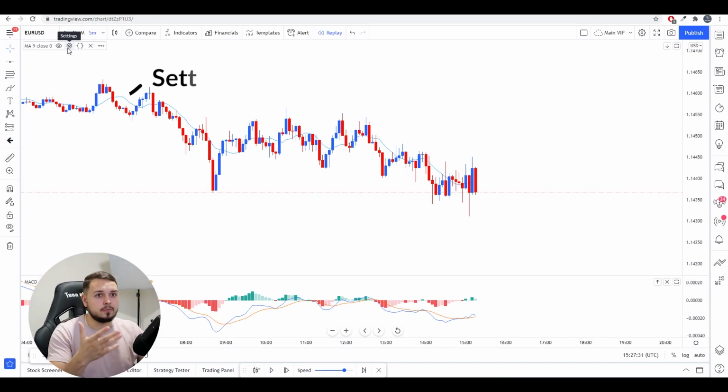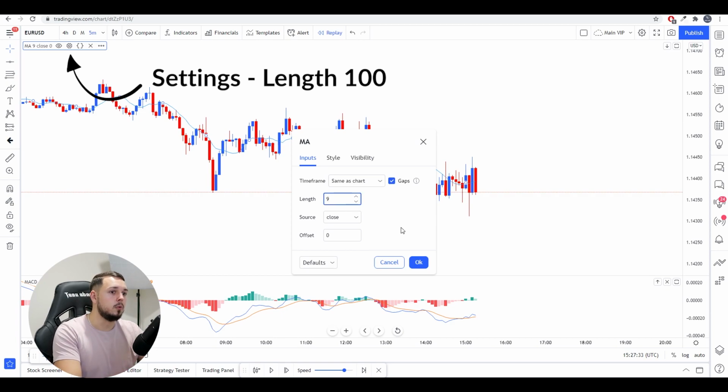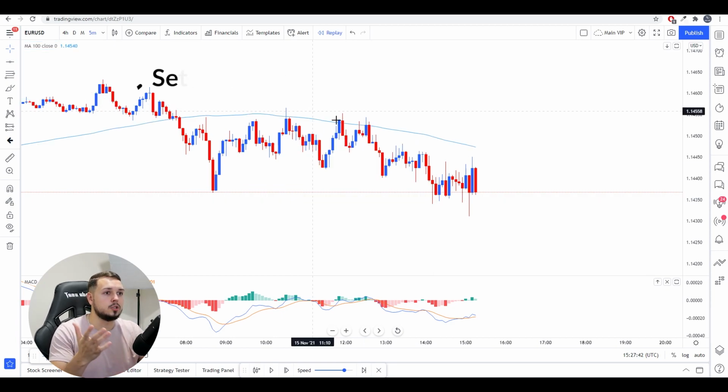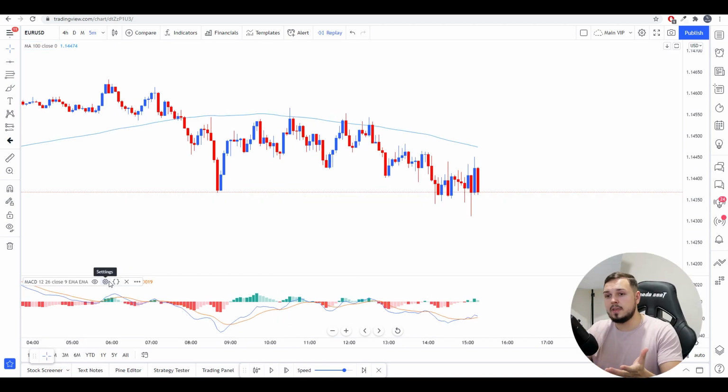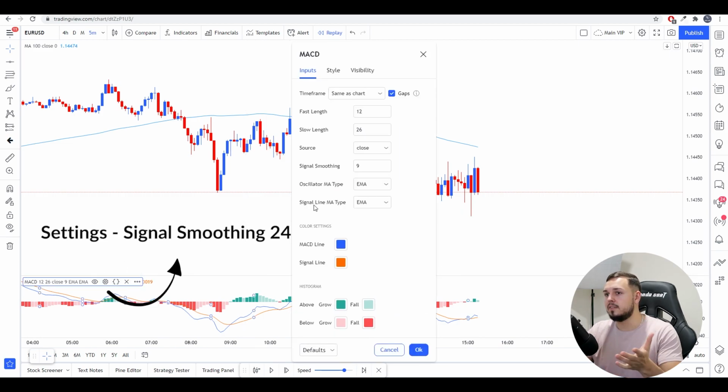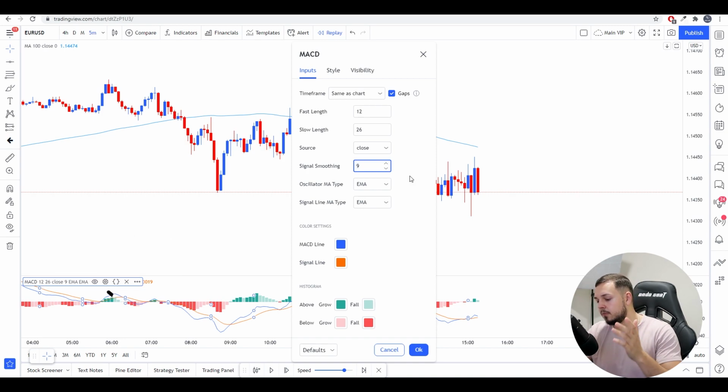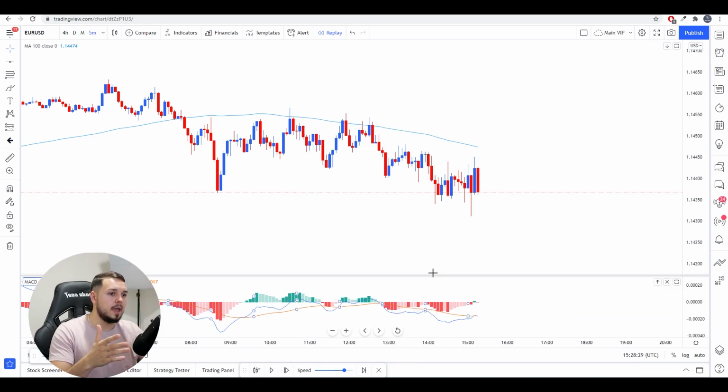Now change the values of the moving average from 9 to 100. Once you do that, the line will change its direction. Now do the same thing for the MACD, go inside settings, and choose the signal smoothing to be 24. Once you do that, click OK and you will have everything you need on these charts. Now for this example, I'm using Euro USD, but you can use any currency pair you like.